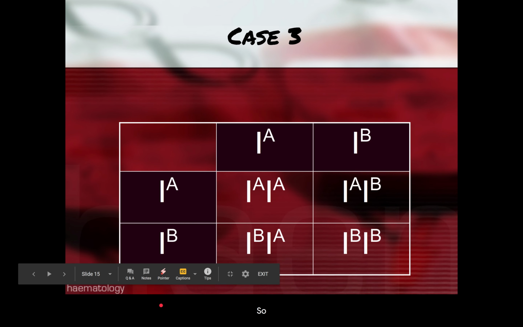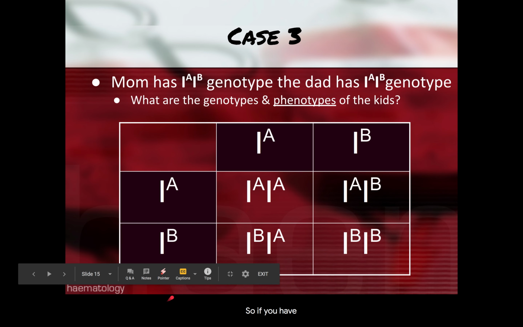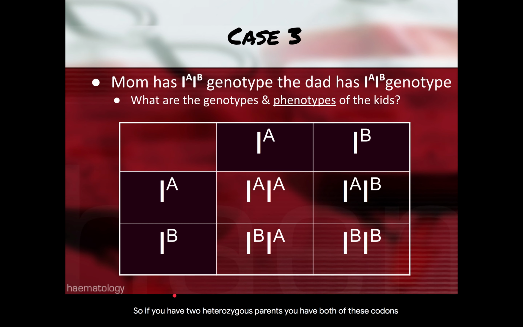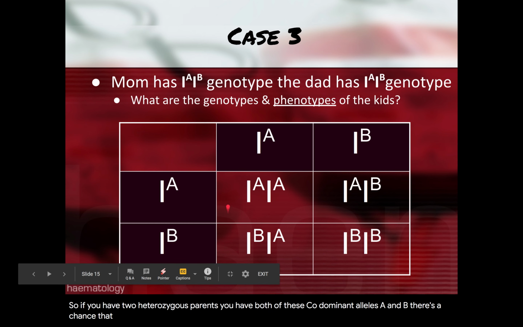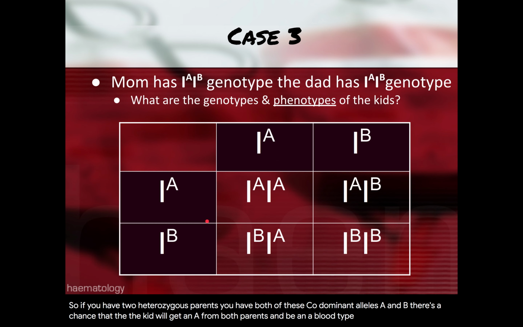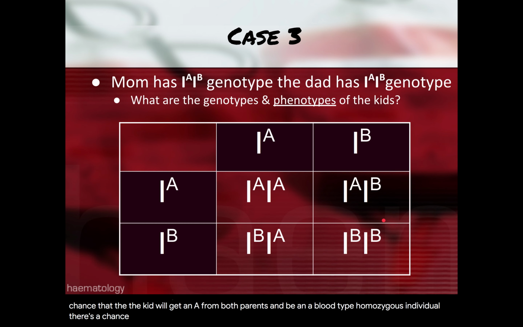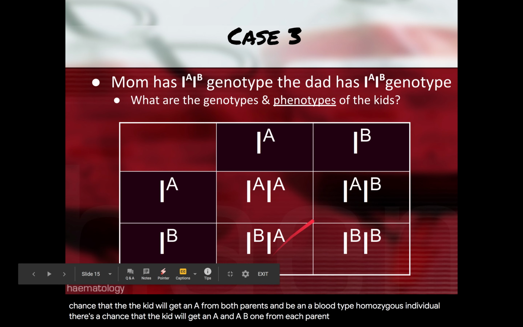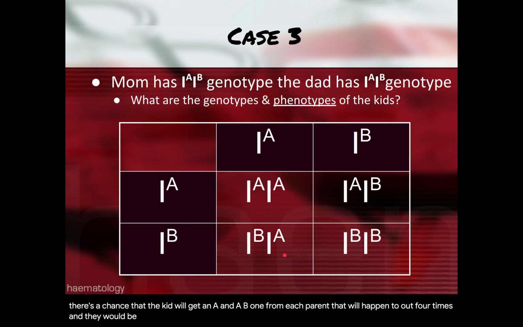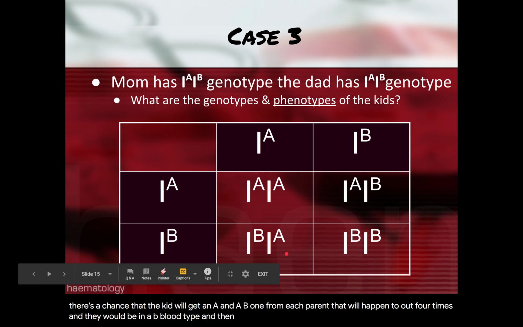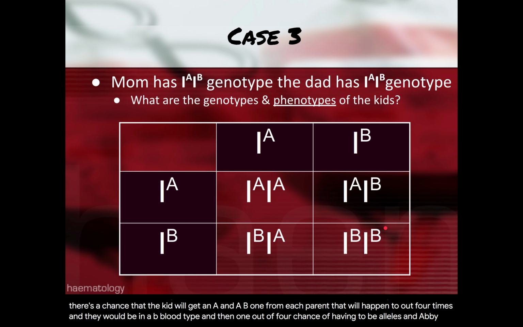So if you have two heterozygous parents who have both of these codominant alleles, A and B, there's a chance that the kid will get an A from both parents, an A blood type homozygous individual. There's a chance that the kid will get an A and a B, one from each parent. That'll happen 2 out of 4 times, and they would be an AB blood type. And then 1 out of 4 chance of having 2 B alleles and a B blood type.